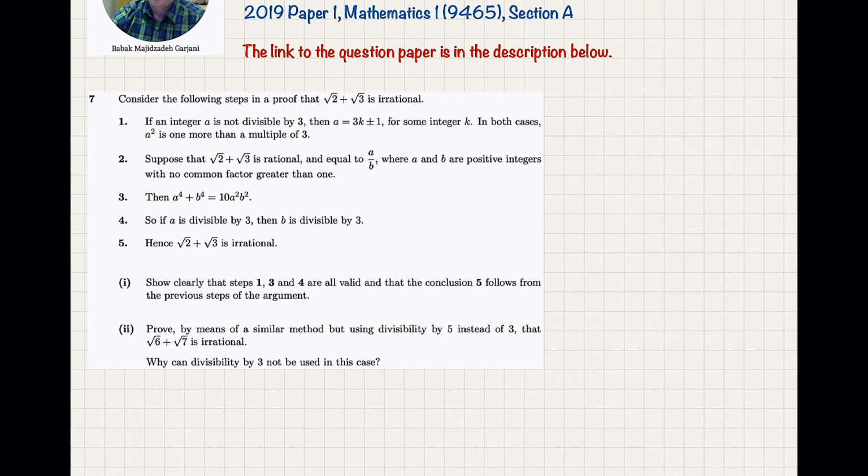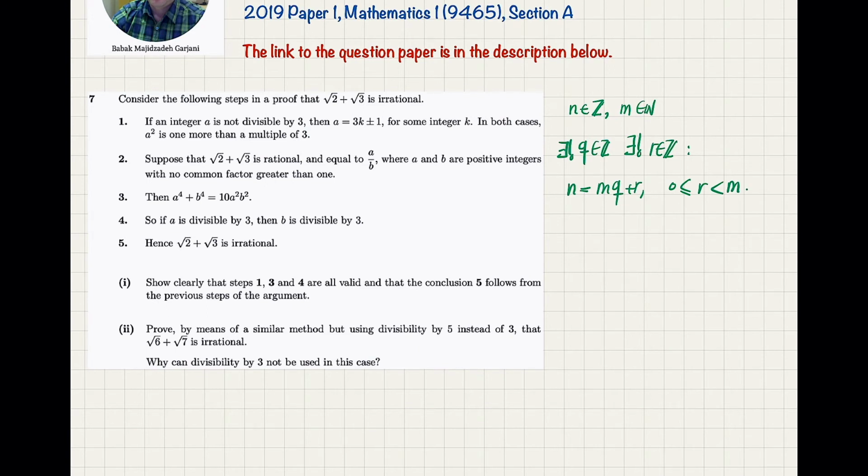Divisibility by 5. If you remember, I told you that if n is an integer, and if m is a natural number, then the division algorithm asserts that there exists a unique q in Z, and there exists a unique r in Z, such that n is equal to mq plus r, and r is in this interval between 0 and m.